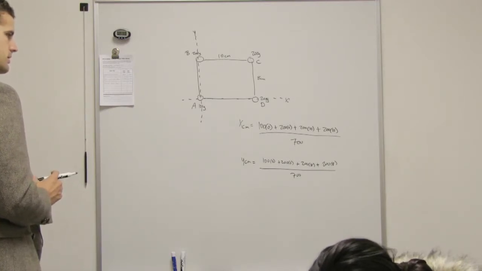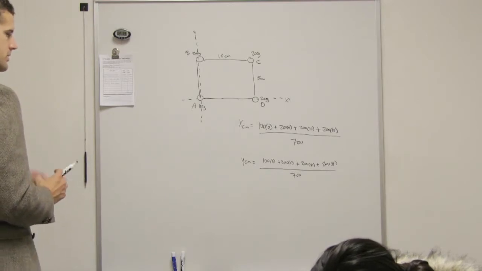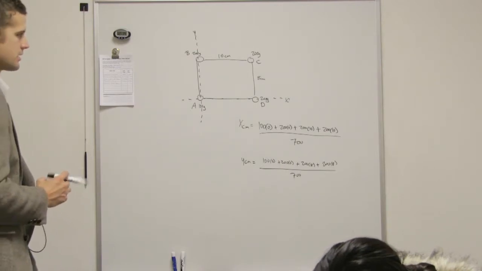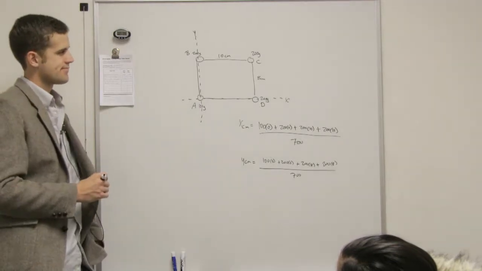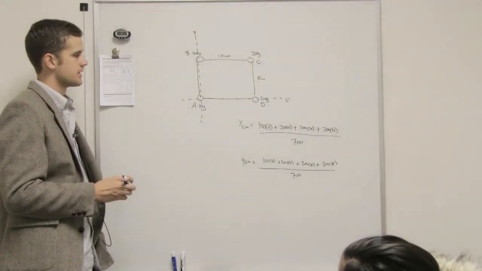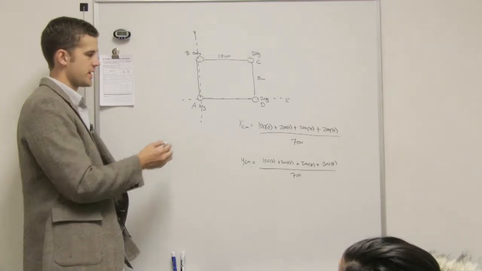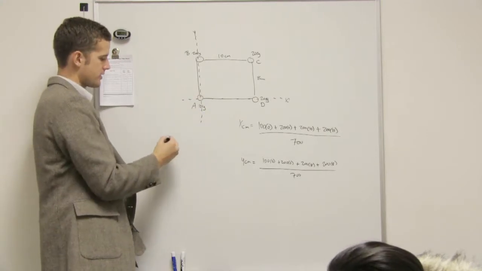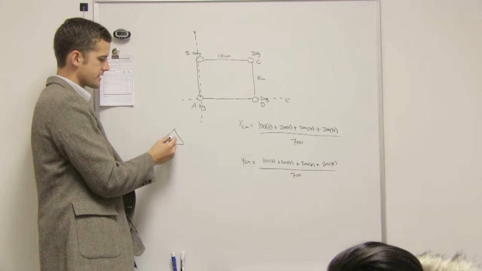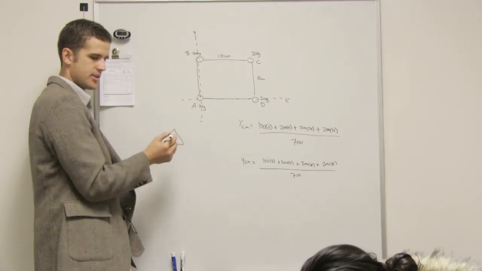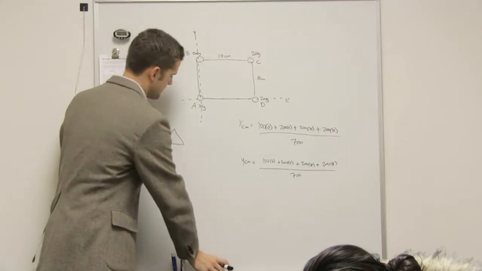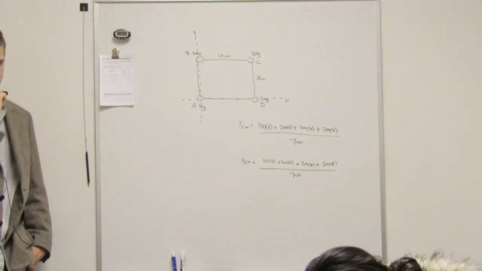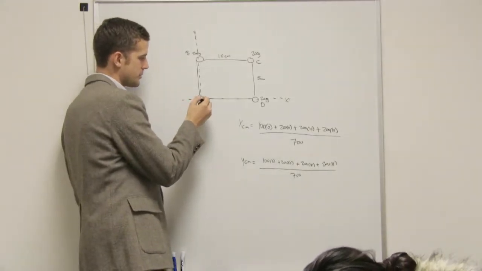That's easy enough. But then it says find the moment of inertia about the axis that passes through A and is perpendicular to the page. So it sticks straight out of the page, like on that triangle one, and it passes through A. This is the point that it rotates around.